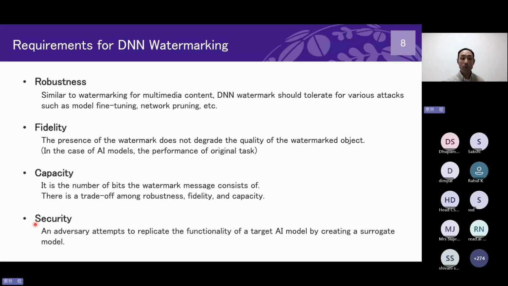Okay. The fourth one is security. An adversary will try to replicate the functionality of the target model, like a distillation of the AI model, to create a surrogate model, right? So even if the model is copied, or certain functionalities of the model are extracted to create a surrogate model, the watermark should survive even in the surrogate model. So this is a security requirement.